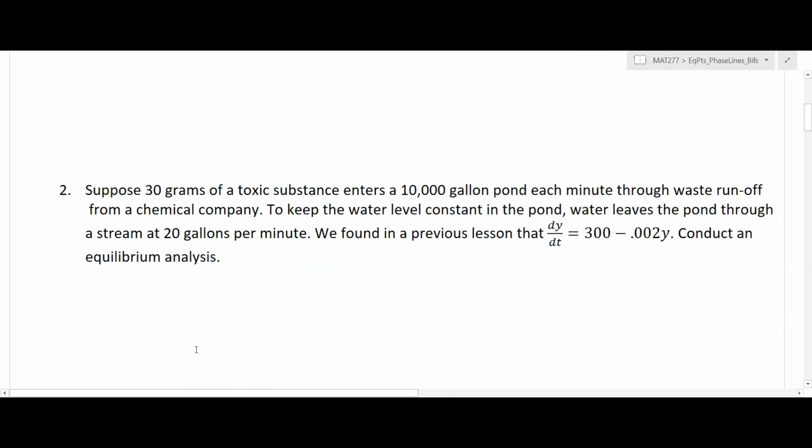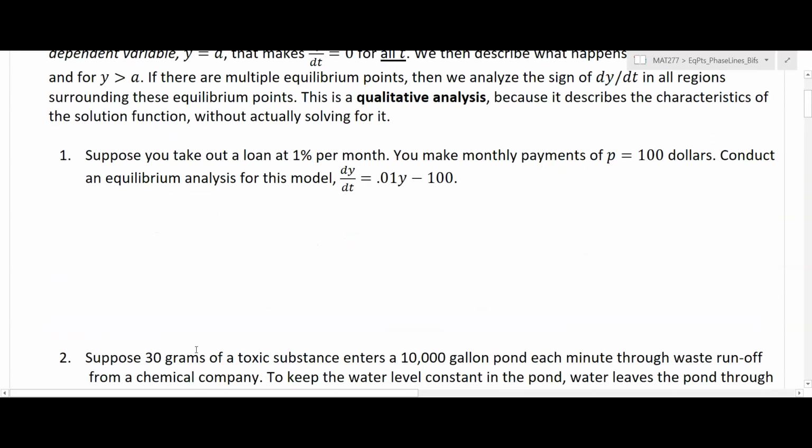In some cases you just want to conduct this quick analysis to gain more insight about your solution. So here's a problem we looked at in the previous lesson. Suppose you take out a loan at 1% per month. You make monthly payments of P equals $100. Conduct an equilibrium analysis for this model, which when P was 100, we had 0.01y. That's the interest component, the inflow of money increasing your balance. But then you're taking away $100 from that balance. You're basically paying it off.